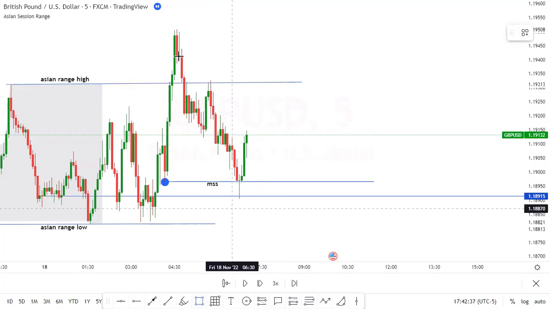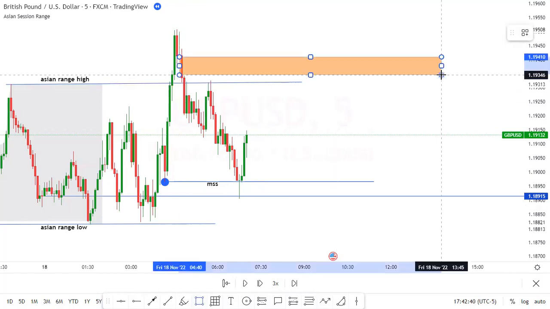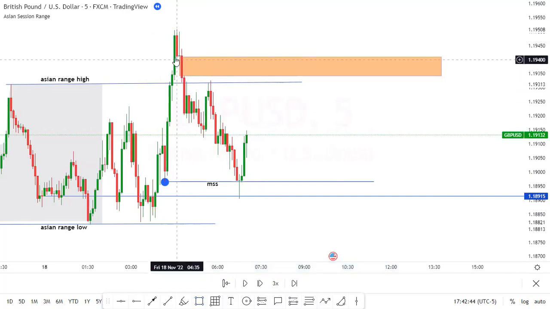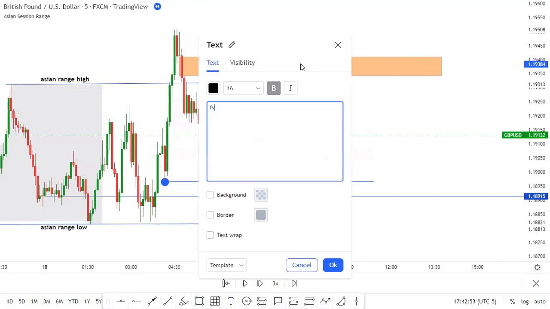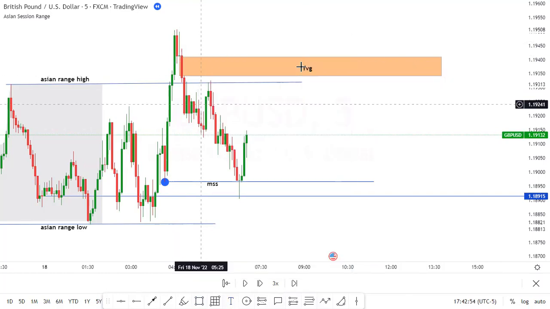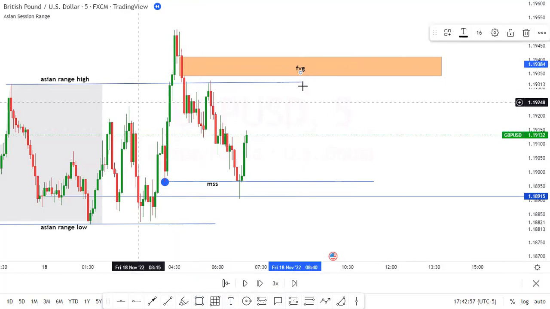I think everybody, you see here, we have this fair value gap right there. And behind it we see this order block, this big order block here. So actually I'm going to use this fair value gap as my entry area. This is the fair value gap.